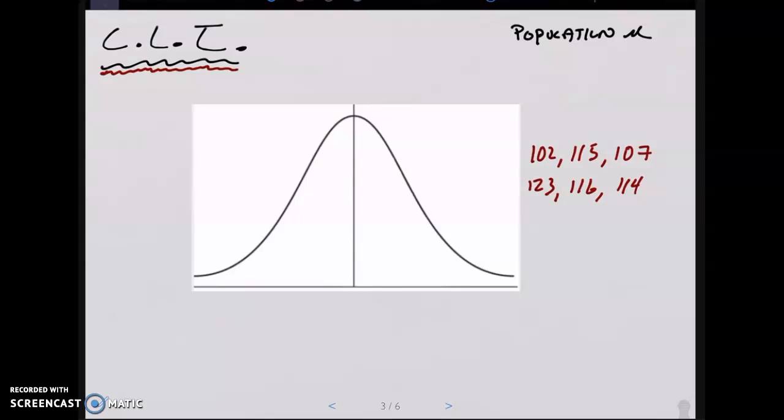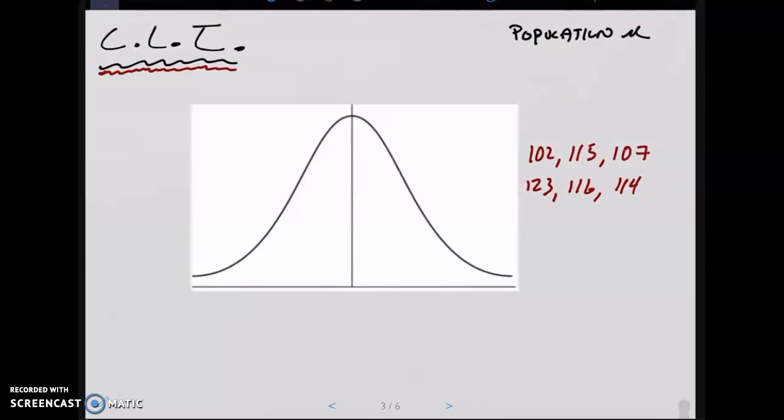CLT, central limit theorem. This is also known as the fundamental theorem of statistics, so it's kind of important. The whole point of this is because we want to know things about our population. We want to know average age.